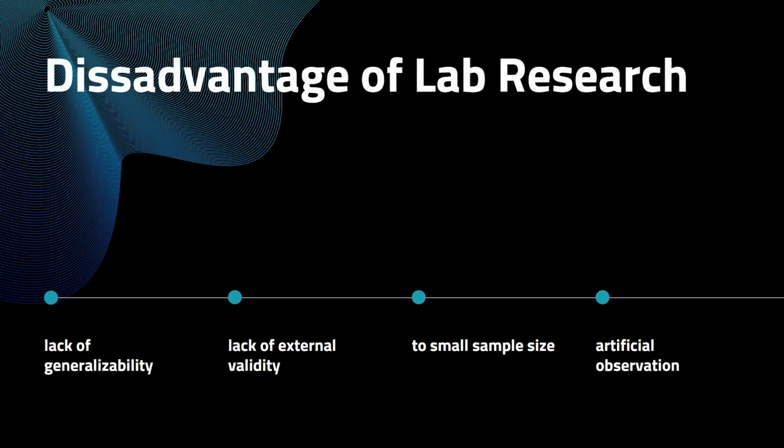And the third disadvantage is that lab research uses a small sample size, unlike field research. And the last disadvantage is that lab research, of course, involves artificial observations, unlike field research that is conducted in real world situations, which makes the research slightly more inaccurate.